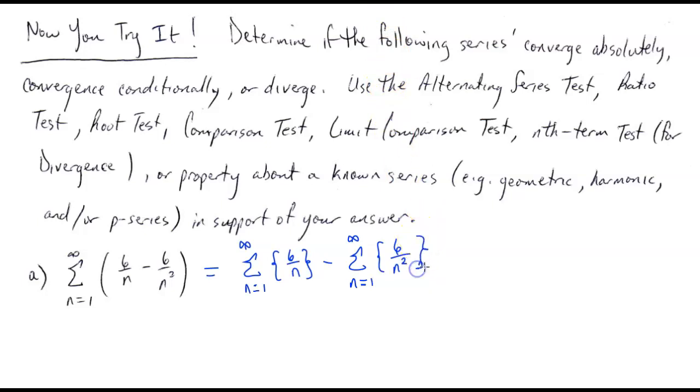In doing this, we can see that our first term looks like a harmonic series. If I factor out this 6 and put it on the outside, that would be 6 times that. If I did the same thing here, then I would have 6 here and 1 there. So we know that this is actually the harmonic series.